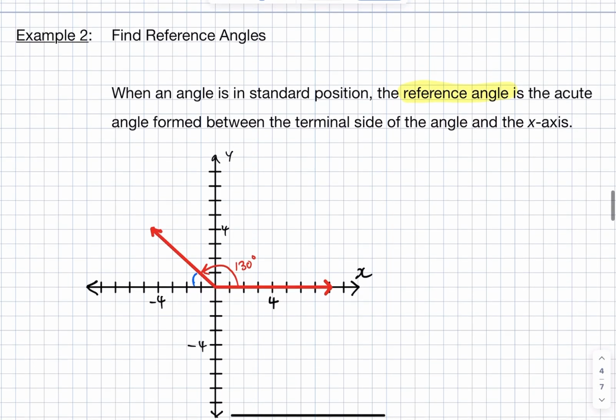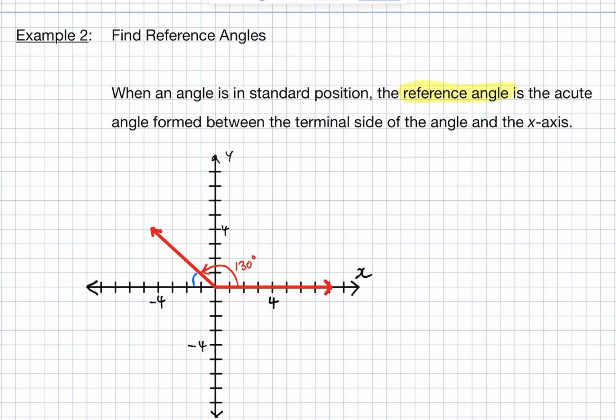Okay, now we're talking about reference angles. So what are reference angles? I'm going to go ahead and define it and then explain it in just simple terms. Okay, so when an angle is in standard position, like this is in standard position where you have the initial side on the x-axis and then you have a terminal side. The reference angle is the acute angle formed between the terminal side, so that's this here, of the angle, and the x-axis, okay? So this angle right here.